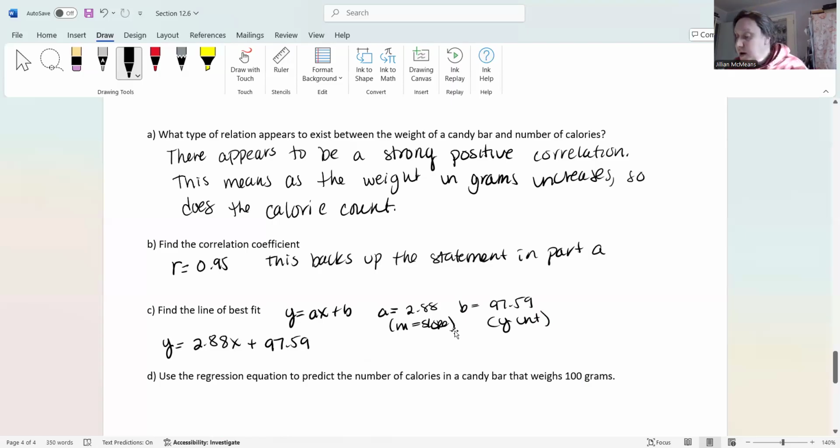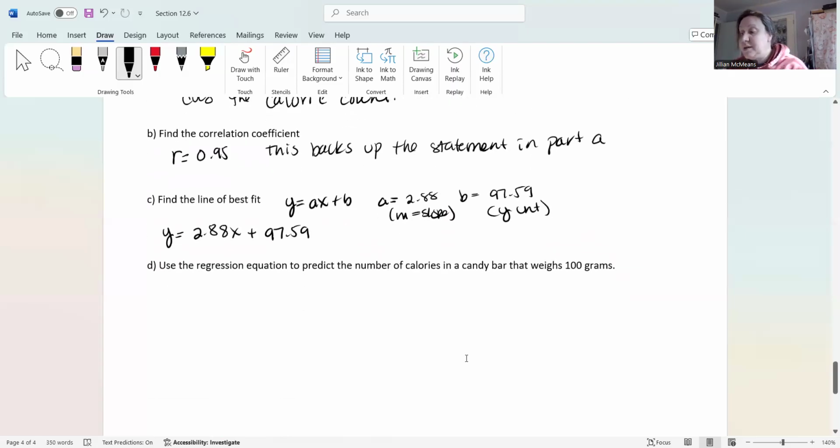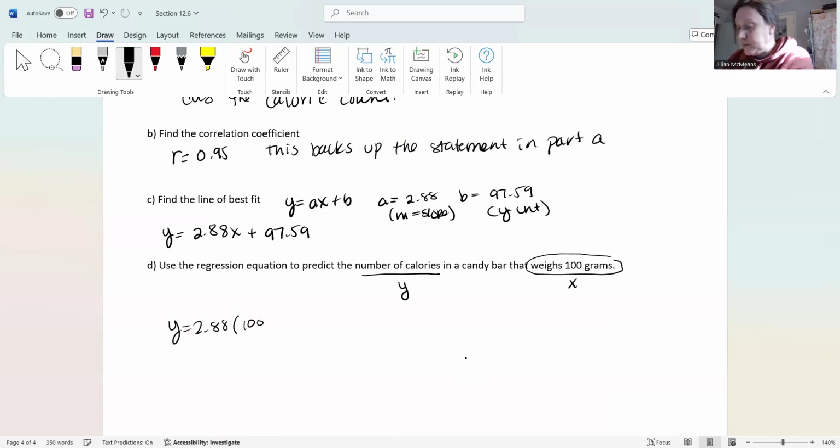Now, the last part is use the regression equation to predict the number of calories in a candy bar that weighs 100 grams. Okay, now remember, these are just predictions. They're not going to be exact. It's just based on this data, this is what we could expect to happen. So remember, weight is X. We want to determine the number of calories Y. So I'm going to take the equation from part C. Y equals 2.88. I'm going to replace X, the weight, with 100 grams. And then I'm going to add 97.59. Write that down. Pause if you need to.